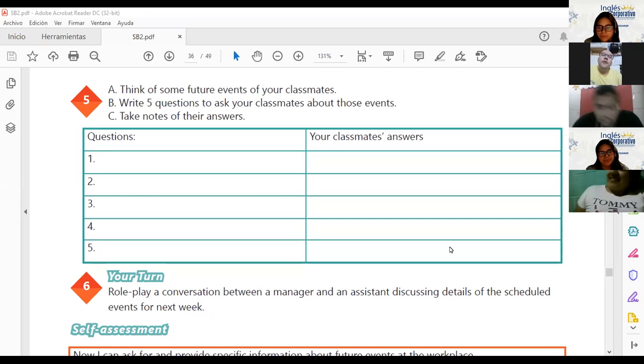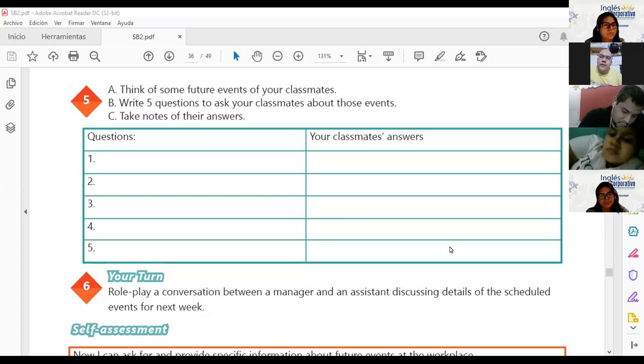Where sería como dónde celebras, dónde celebramos. Where are you celebrating? Remember, it's not present, it's present continuous, right? Where are you celebrating? Or where is Ricardo celebrating? Where is Angel celebrating? Because remember, you're asking about a partner from the group. Okay. Where is Ricardo celebrating?